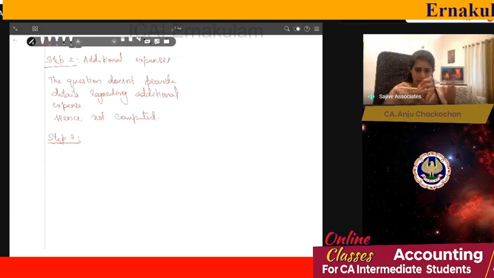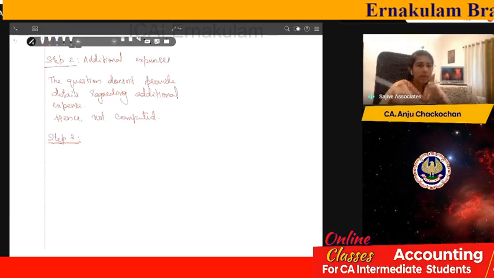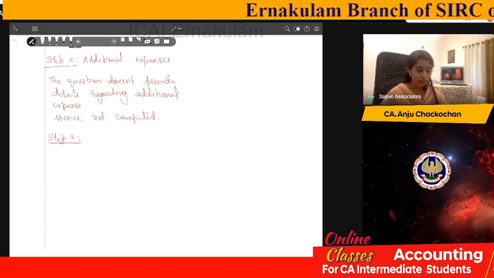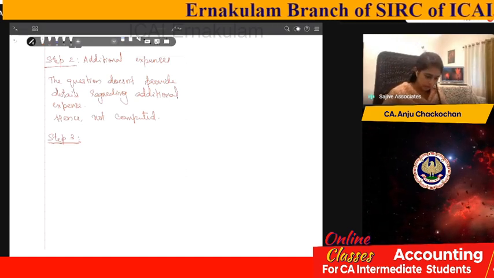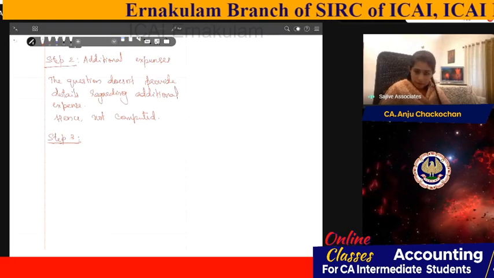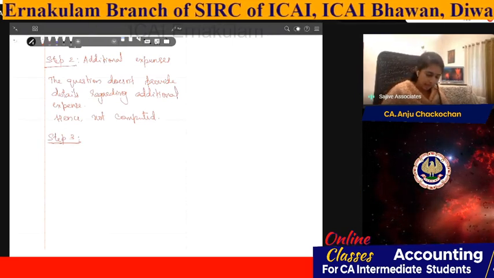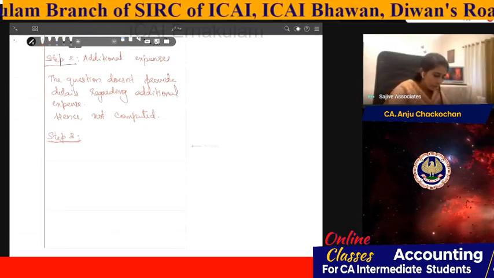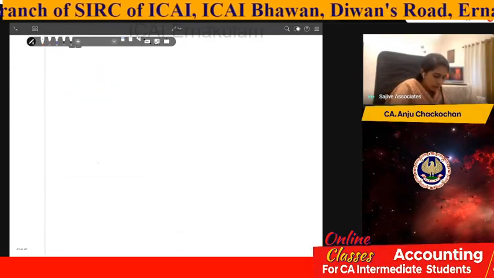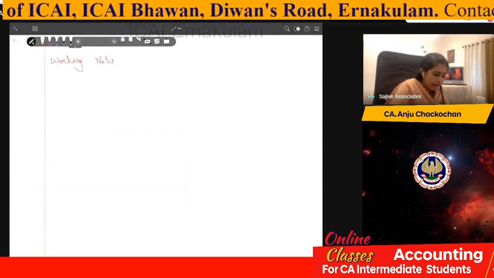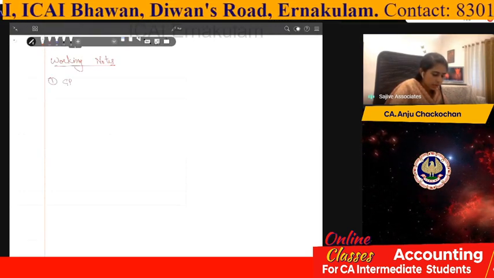Usually, in our scenario, step two will be giving a working note to compute GP percentage and GPAT. So here, leave some space for step three, maybe about 5 or 6 lines, and then you write working notes. Working notes, and the first one is GP percentage.